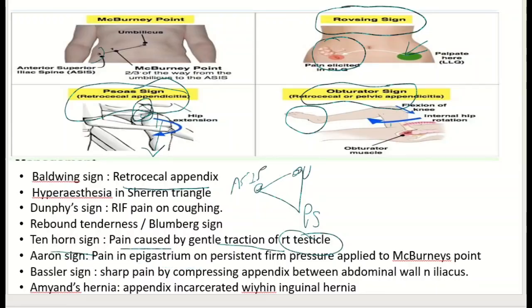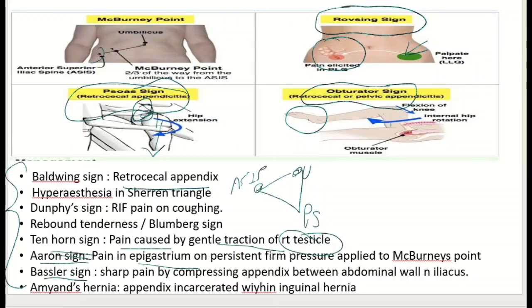Aaron sign means pain in the epigastrium on persistent firm pressure applied to McBurney's point. Around the stomach, there is pain. Next comes Bassler sign, that is sharp pain on compressing the appendix between the abdominal wall and iliacus. These are some of the important named signs seen in appendicitis.